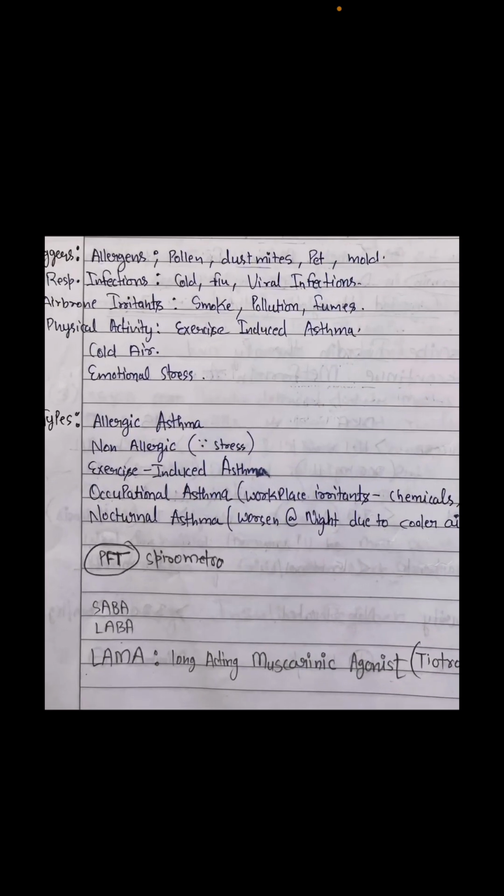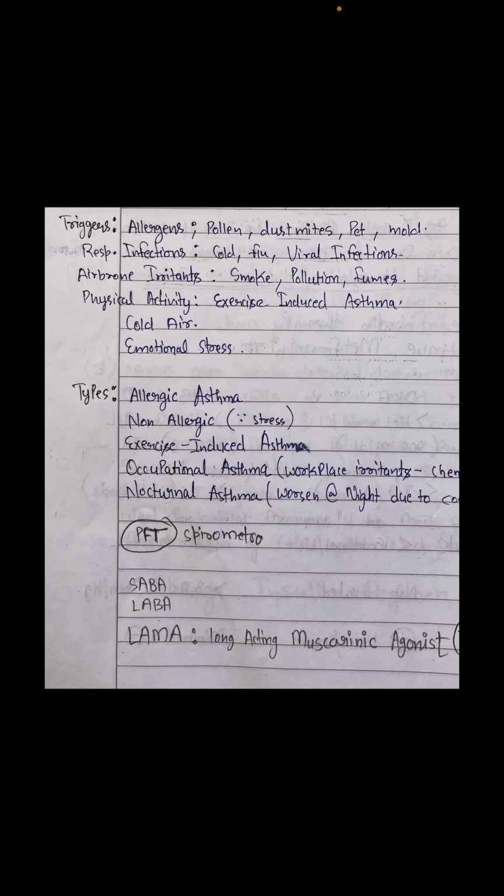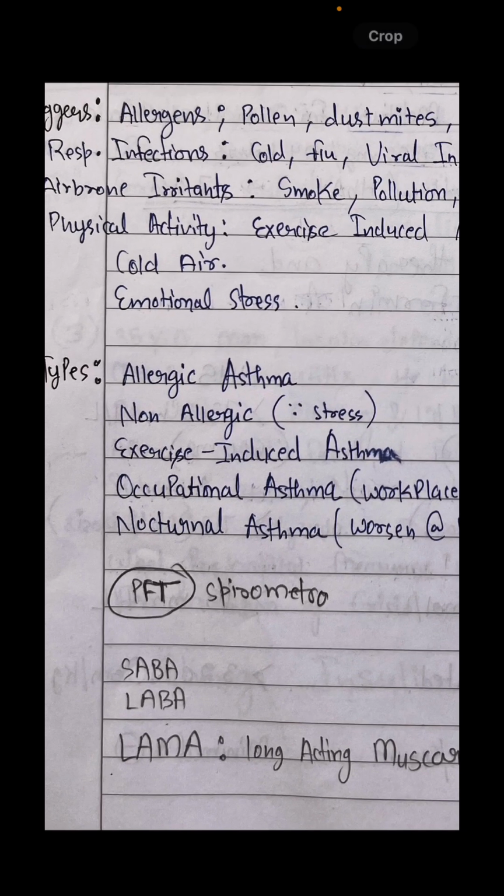And let's see some triggers. Triggers can be allergens, pollen grains, dust mites, some respiratory infections like cold, flu, pneumonia, or viral infections, any other airborne smoke pollution, or exercise-induced asthma, like physical activity induced asthma. Emotional stress, emotionally stressed situations can cause some dyspnea in patients, which will be expiratory, also termed as asthma.